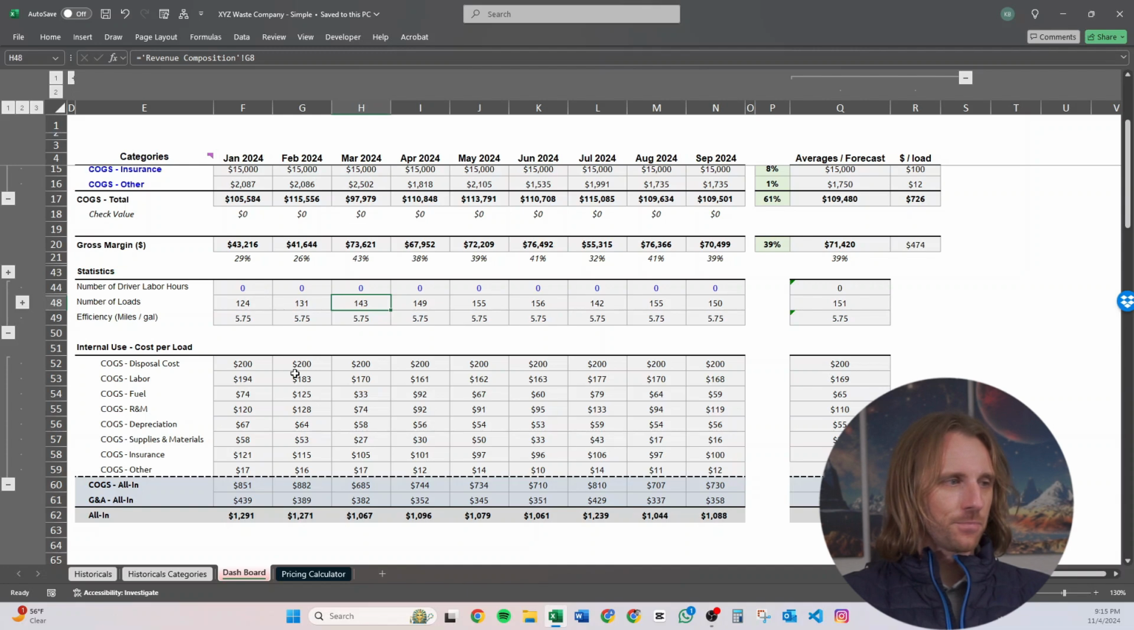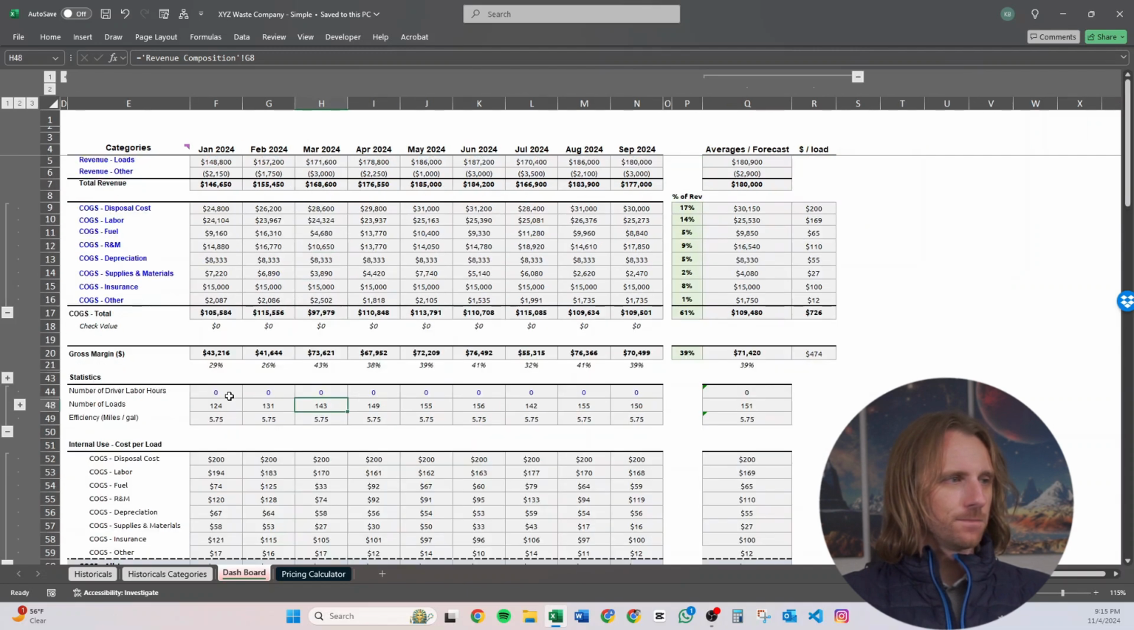Just to make sure we're clear here, if we scroll up, you can see how the efficiency of our fuel cost changes month to month. You see that, right? We're going from one month we're at 125, another month we're at 120. What's driving this? In this particular case, it's because in June we did 156 loads, but in February we only had 131, or here in January we only had 124.